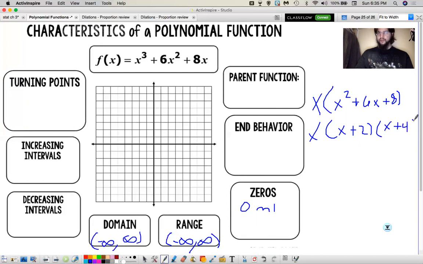So I can see my zeros are going to be 0, -2, -4, all with a multiplicity of 1. In behavior, positive leading coefficient, odd degree, that's down and up. Parent function, x cubed. Oh, now to graph it, you still need these guys. Okay. So now is where we need Desmos.